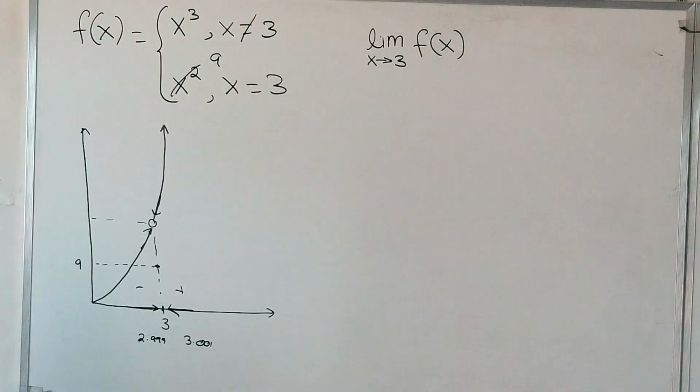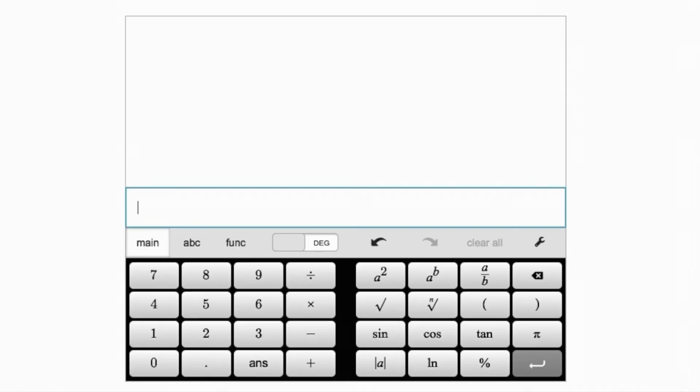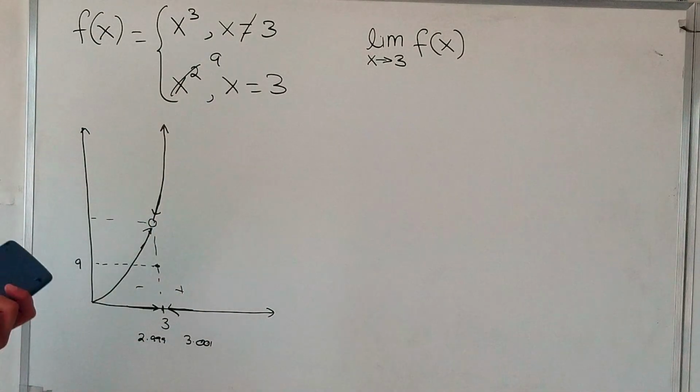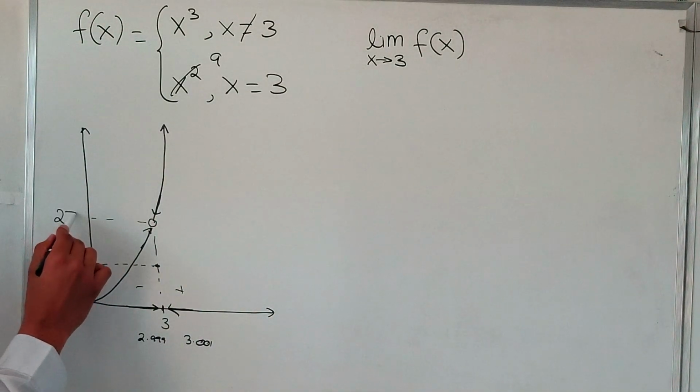This point right over there. So what is the value? So if I can get my calculator on screen right now, we can see if I simply plug in 2.999 cubed, what we get is 26.97. So what happens when I plug in 3.001 cubed? What we get is 27.03. So what we see is a converging point, that point being 27.